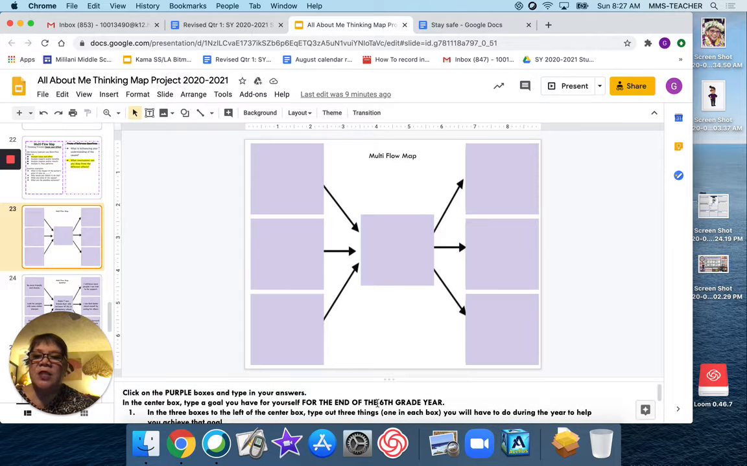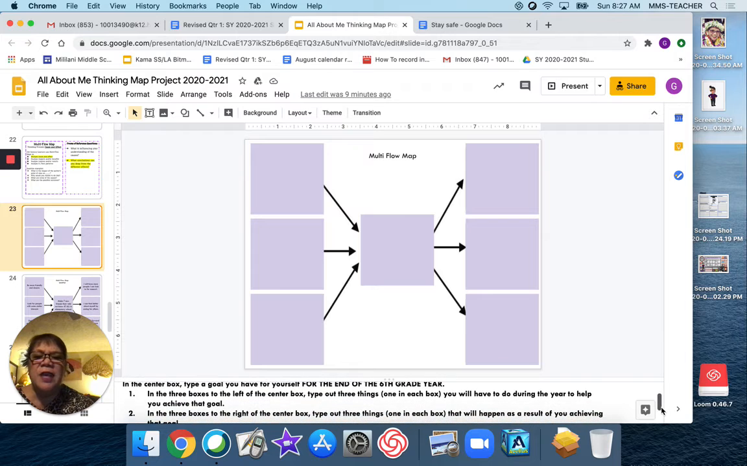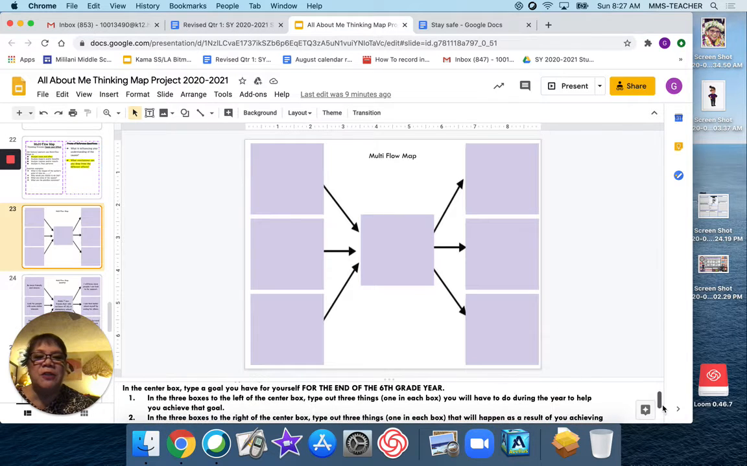Okay, it says you will click on the purple boxes, type in your answers. In the center box, type in a goal you have for yourself for the end of 6th grade year. So think of a goal you would like to have for yourself for the end of this 6th grade year. Now, in the 3 boxes to the left of the center box, type out 3 things, 1 in each box, that you will have to do during the year to help you achieve that goal.